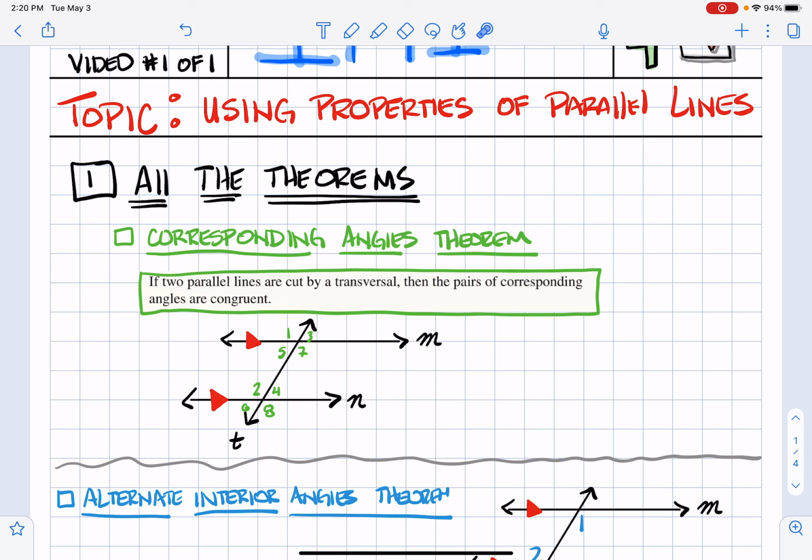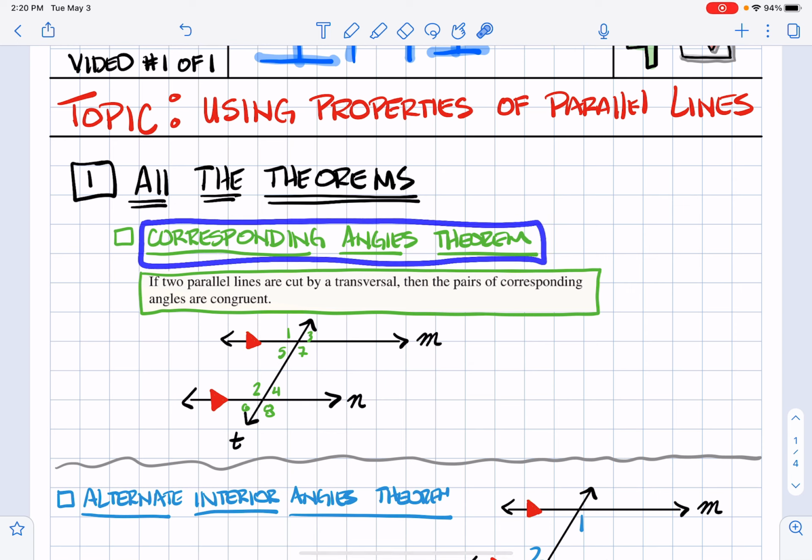Okay, so box number 1 is just a bunch of theorems, so I highly recommend that you get the notes and follow along with me, okay? So all of the theorems that we're going to go through. So box number 1 here, the first theorem we're going to talk about is something called the corresponding angles theorem.